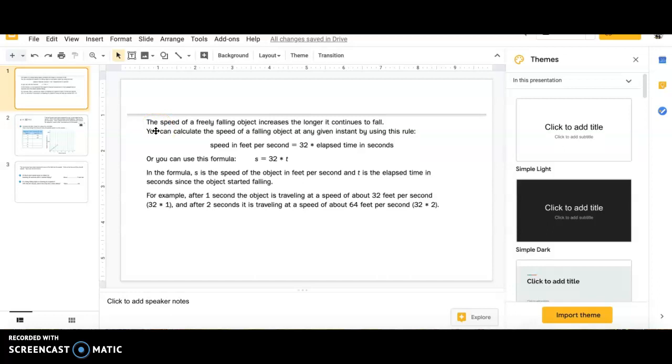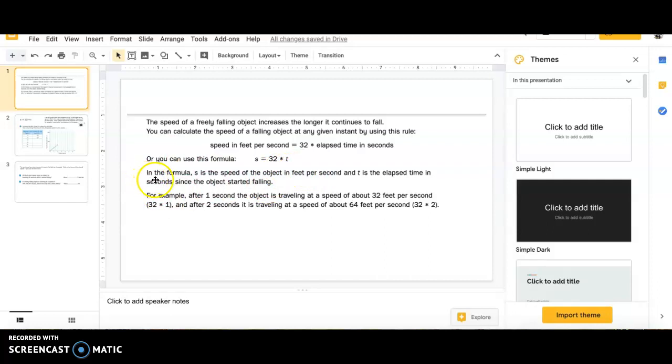It said the speed of a freely falling object increases the longer it continues to fall. You can calculate the speed of a falling object at any given instant by using this rule. Speed in feet per second equals 32 times the elapsed time in seconds. So we're no longer dealing with exponents. Make a prediction right now. What's our graph going to look like? All right, if we're just simply multiplying by 32, how will that look different than when we were multiplying by an exponent? Or you can use this formula, S for speed equals 32 times T, T representing time.